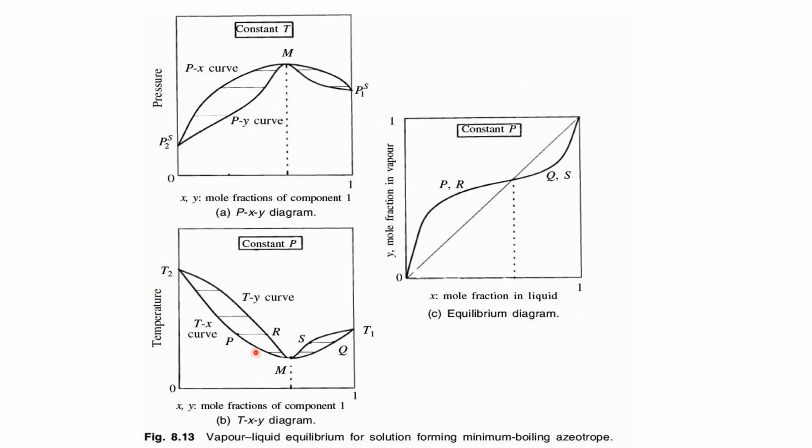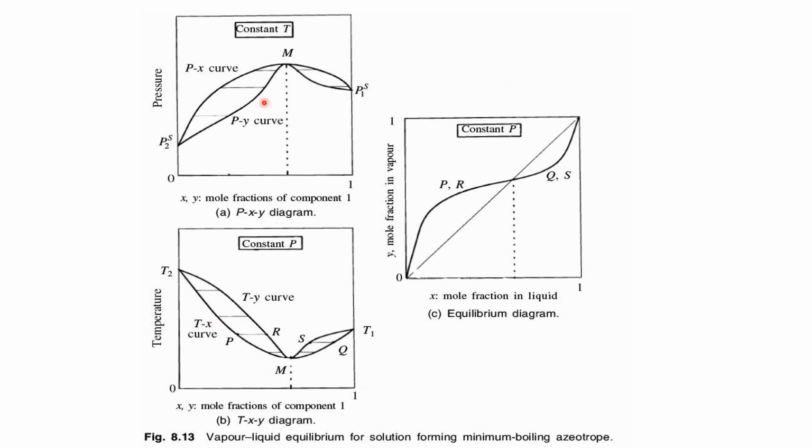Then this represents the Txy diagram, that is temperature versus xy diagram. Here we set the pressure as constant. The vapor curve is for the more volatile component, so it is the upper curve, and the less volatile component is in the lower curve. Here the temperature is minimum. At the minimum temperature the curves coincide and form the tangent point, which is M. At this point the azeotropism is formed.